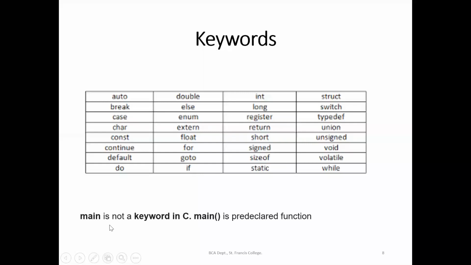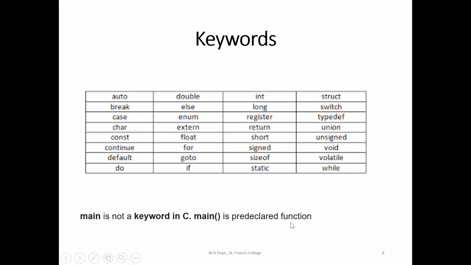Now, when we write a program, the first line was our header file. After that, we have a main, right? In main, you can see that it is not listed as a keyword. Among the 32 keywords, main is not a keyword. Understood? But main is a function, a pre-declared function. How do you understand it is a function? It will have a parenthesis. After main, we have a parenthesis, right? That means it is a function. It is a pre-declared function.